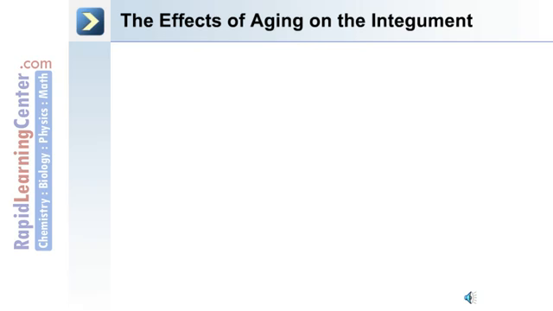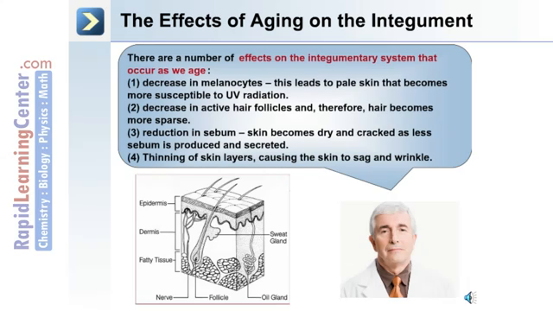As with other tissues in the human body, aging affects the integument. The effects include, number one, a decrease in the number of melanocytes. This leads to pale skin that's now more susceptible to UV radiation. Number two is a decrease in active hair follicles, and therefore the hair becomes more sparse. Number three is a reduction in sebum. This leads to the skin becoming dry and cracked as less sebum is produced and secreted. And number four is a thinning of the skin layers. This causes sagging of the skin and wrinkles.